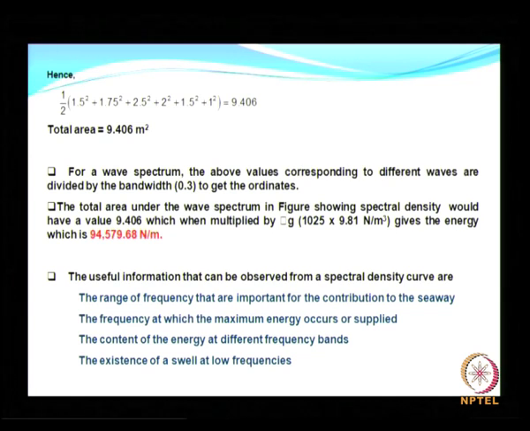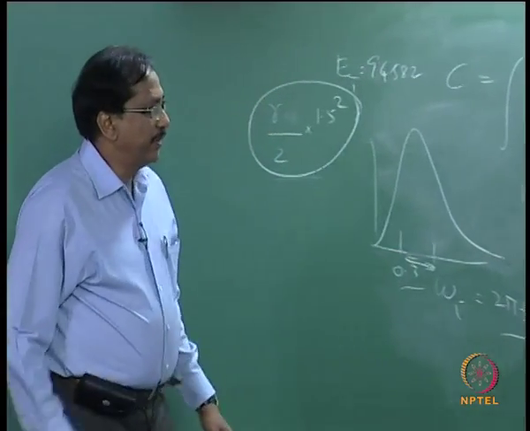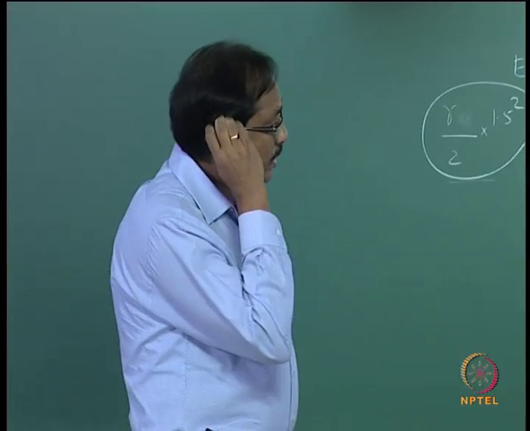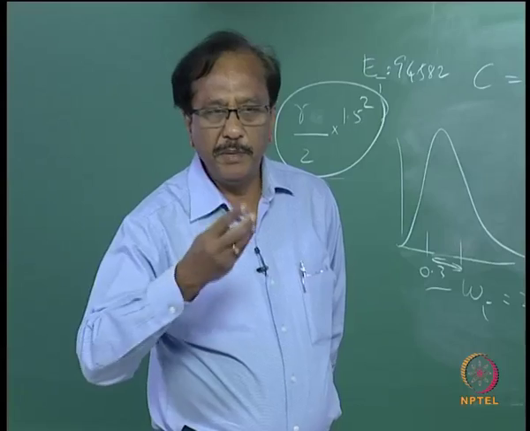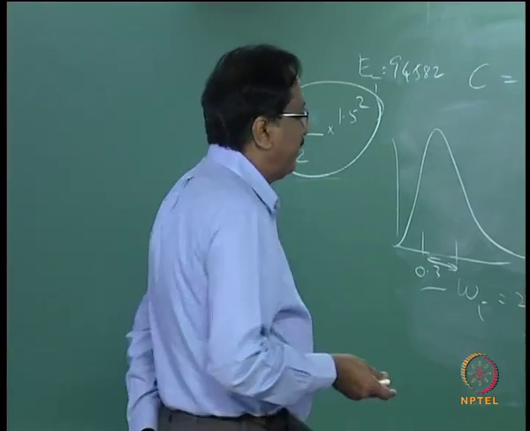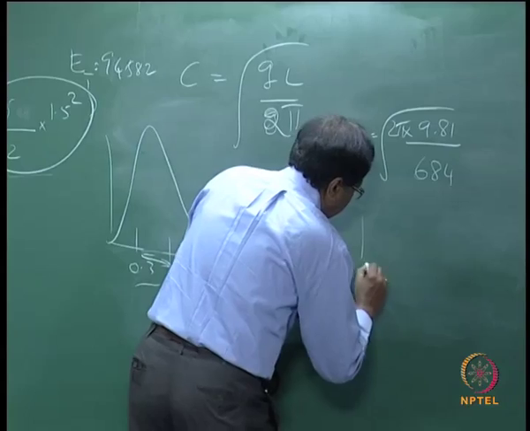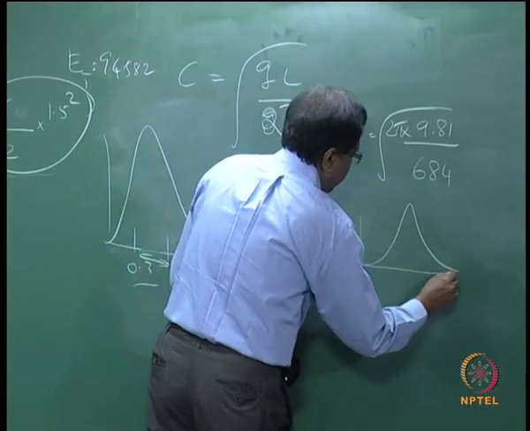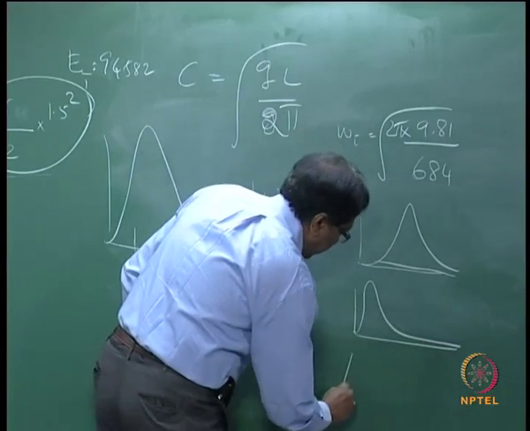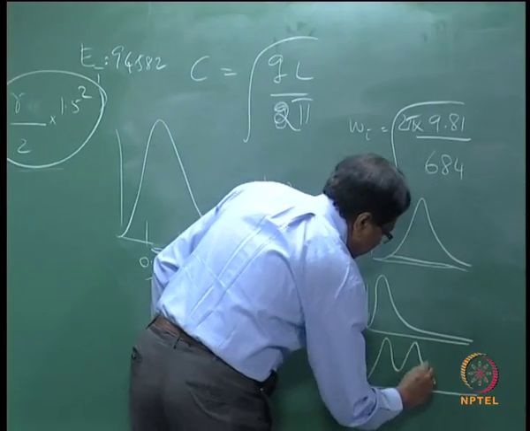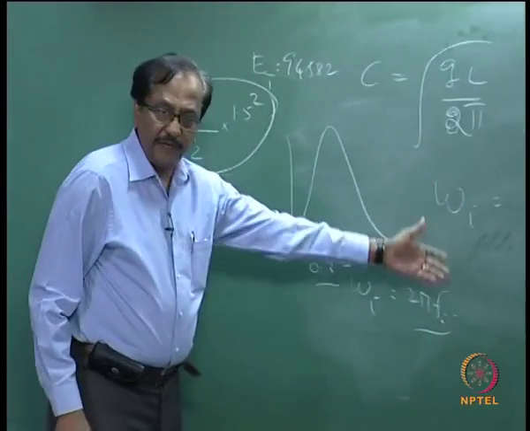So the useful information from the spectral density curve is the range of wave frequencies. What is the range of wave frequencies that are important to the contribution of the sea wave, or in that particular area what are the frequency components? What do you mean by frequency components? See, for example, if an area has a curve like this and a spectral density like this, or it shows like this, you see the difference.